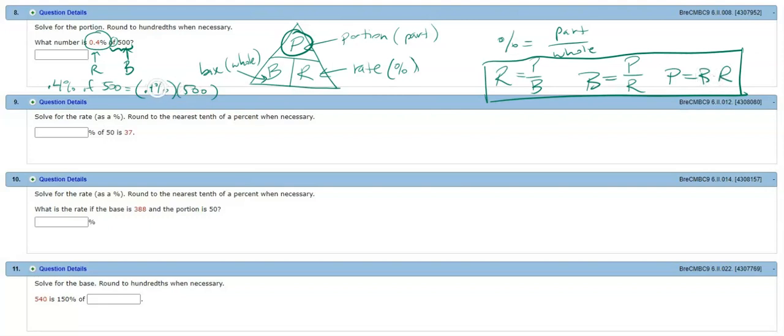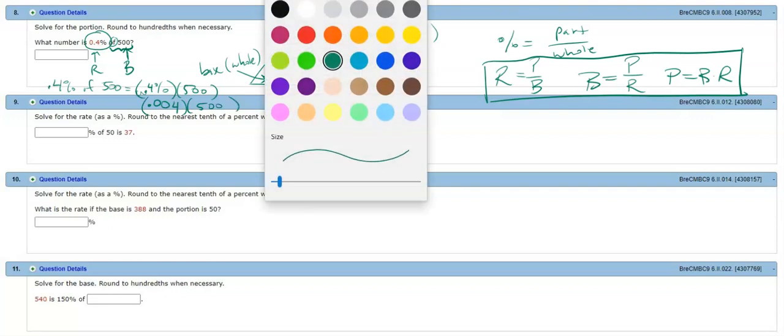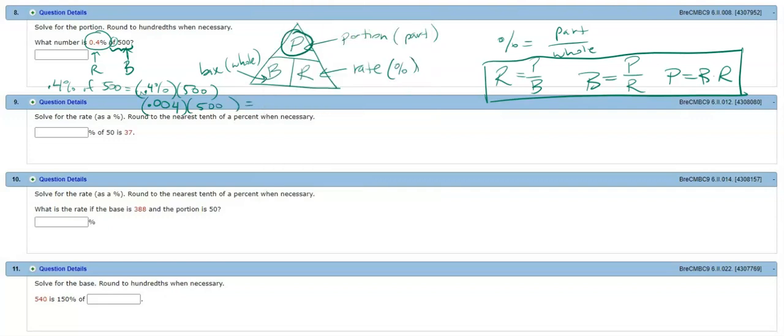But of course, if you're going to multiply a percent times a number, this percent should not have the percent sign there. It should be in the form of a decimal. And so we would want to convert this to a decimal by moving the decimal place 2 places to the left. So it would go 0.004 times 500. And of course, that is equal to 2. And so 2 happens to be 0.4% of 500.